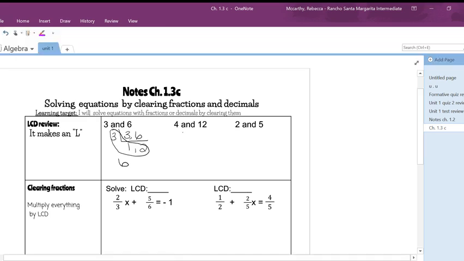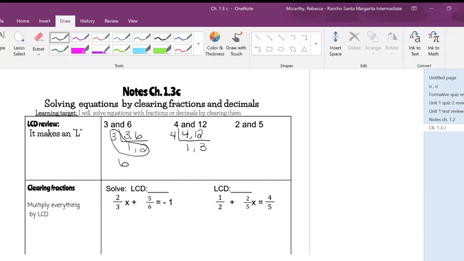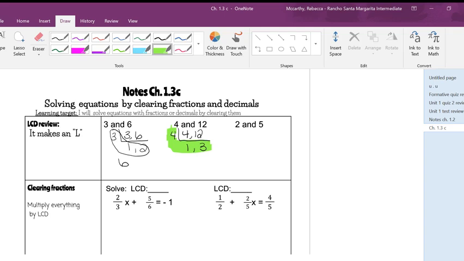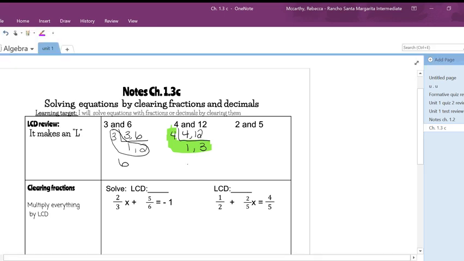So let's look at 4 and 12. I'm going to write 4 and 12, and see what goes into 4 and 12 evenly. Well, I know 4 does. 4 goes into 4 once, and 4 goes into 12 3 times. Then I take what's left over. It forms that L there. I multiply all those values, and I get 12. So my LCD is 12.